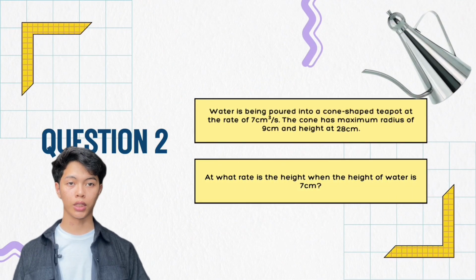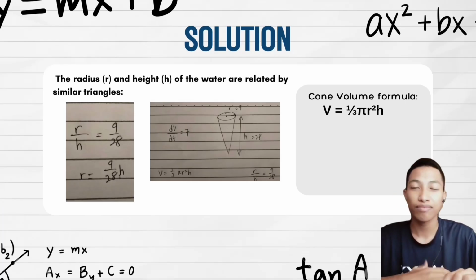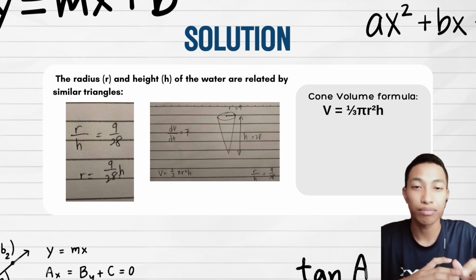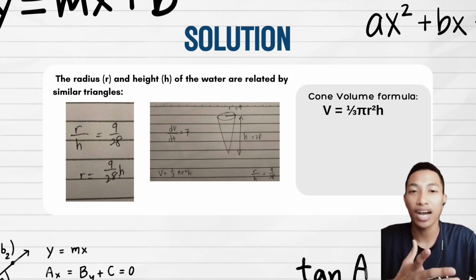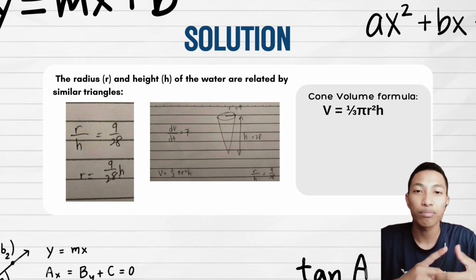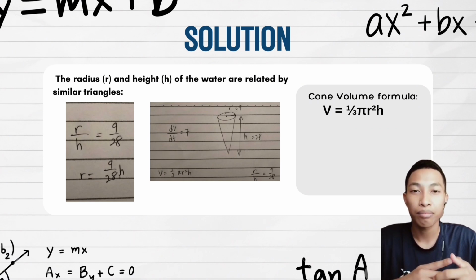Question 2. Water is being poured into a cone-shaped teapot at the rate of 7 cm3 per second. The cone has a maximum radius of 9 cm and height of 28 cm. The question is, at what rate is the height rising when the height of water is 7 cm? So the first step is we need to collect all the information that we can spot from the question, which are radius, height, and the rate of the water being poured. After that, we need to know the cone volume formula, which is volume equals 1 over 3 pi r squared h.